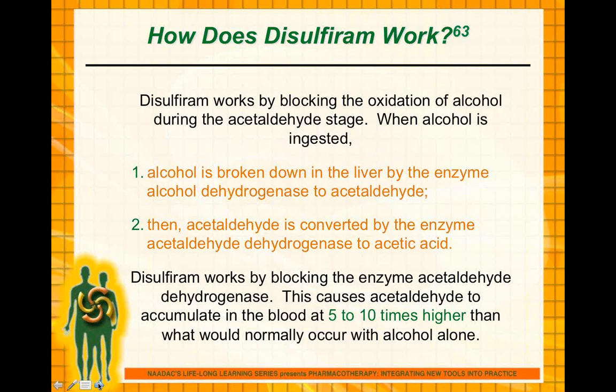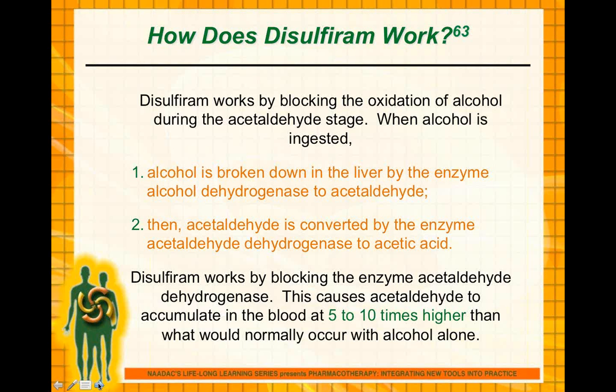So how it works is by blocking the oxidation of alcohol during the acetaldehyde stage. Essentially, you don't need to know any of these words, but what happens is that alcohol is broken down in the liver by an enzyme called alcohol dehydrogenase, and that's turned into acetaldehyde. And then this acetaldehyde is converted by an enzyme, acetaldehyde dehydrogenase, to acetic acid. Basically, disulfiram stops that process from happening, so acetaldehyde has to accumulate in your blood, 5 to 10 times higher than it would normally with just alcohol alone.